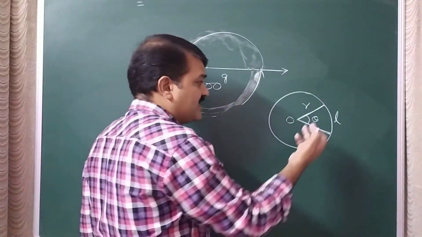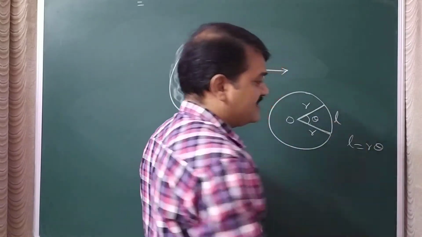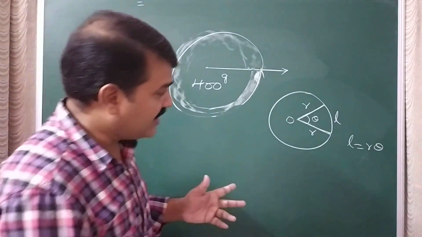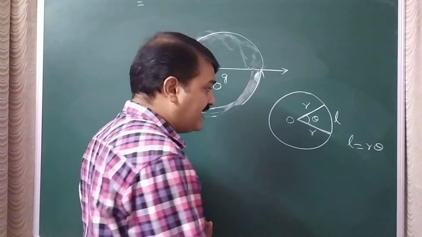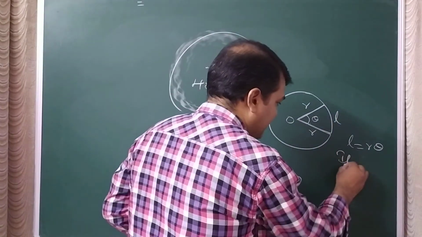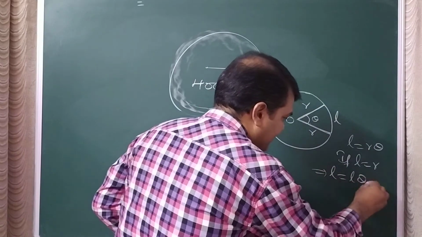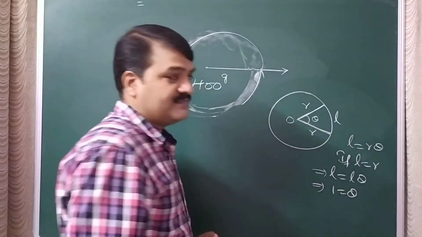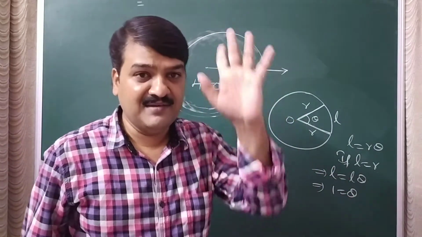So what is the relation between L, r and theta? We know L is equal to r theta is the relation between L, r and theta. So what happens if L is equal to r? Then the relation will be like this: theta will be 1. This is defined as 1 radian.